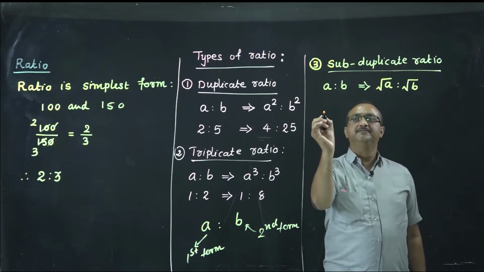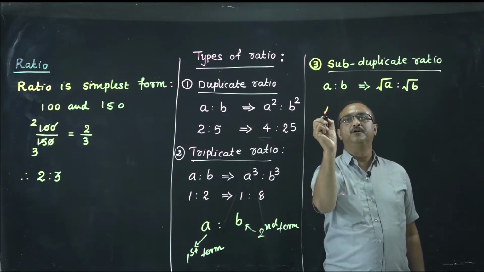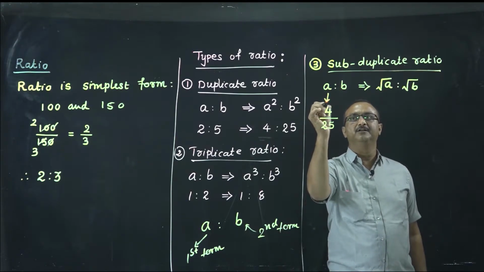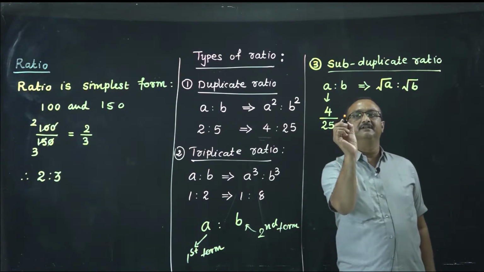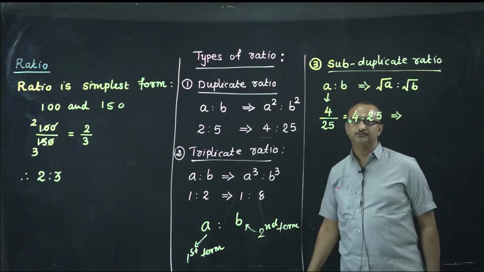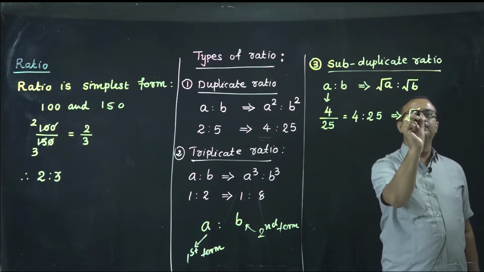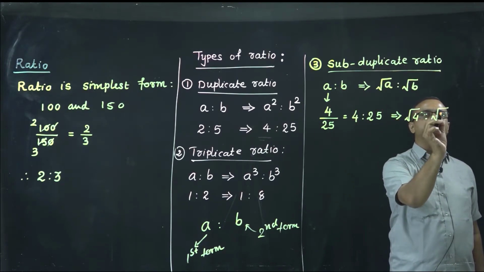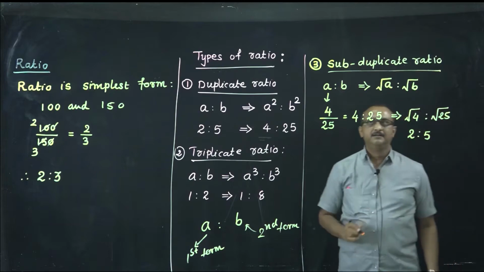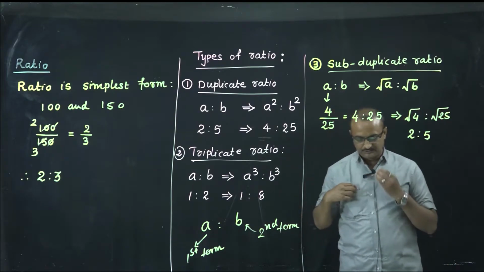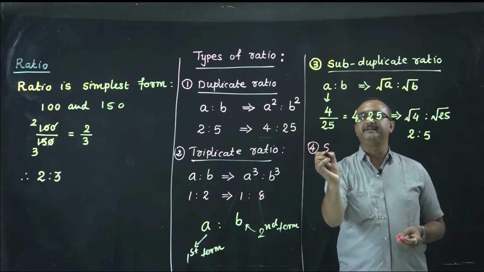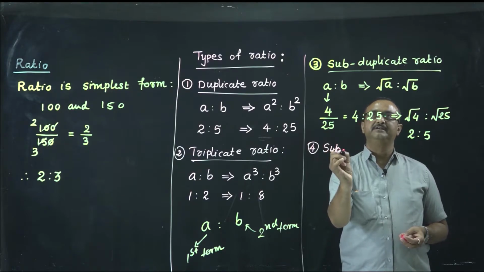For example, what is the subduplicate ratio of 4/25? This is another method of writing a ratio, 4/25. We can also write 4:25. The subduplicate ratio of 4 is to 25 is under root of 4 is to under root of 25, and the simplest form is 2 is to 5. So, subduplicate ratio means under root. And number 4, subtriplicate ratio.